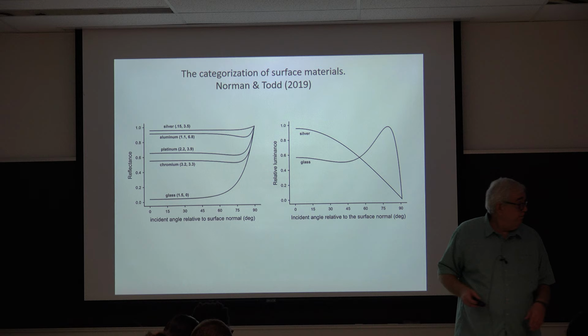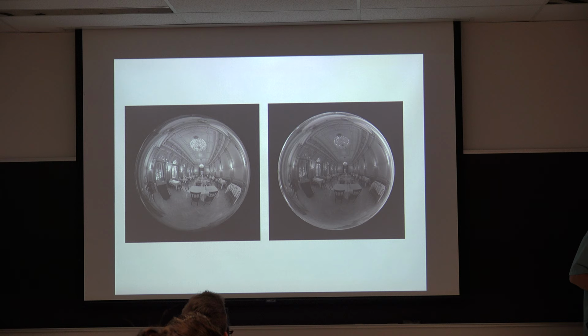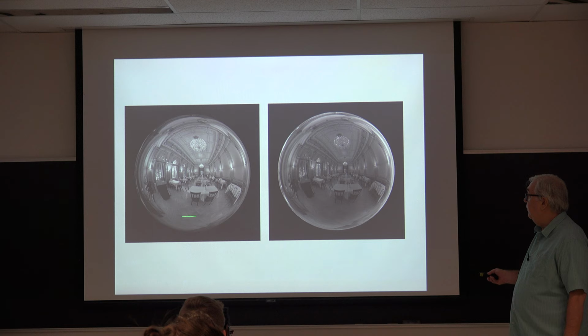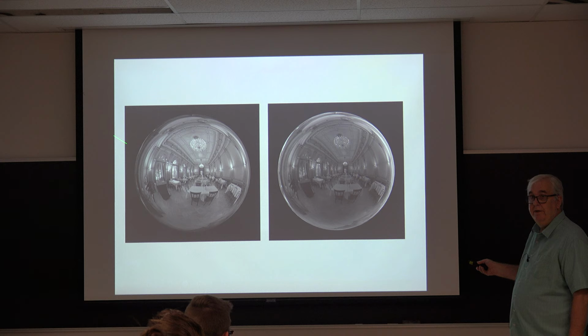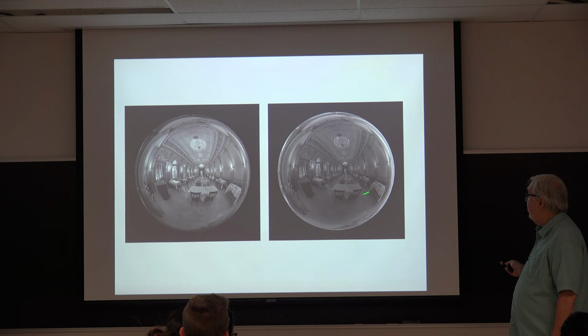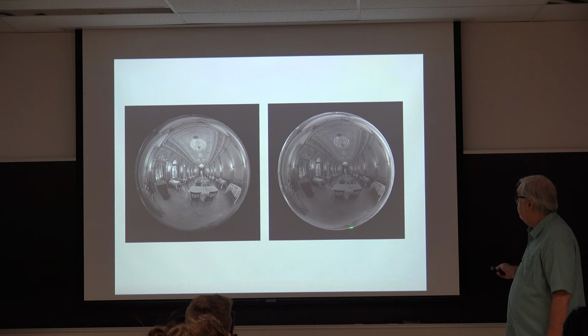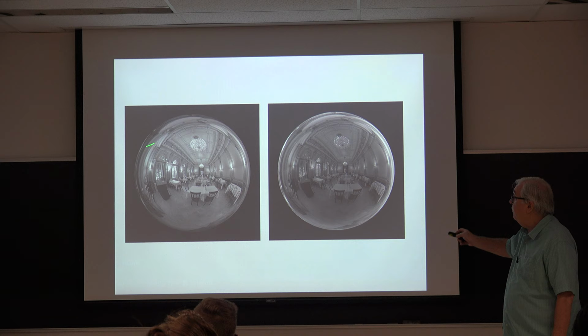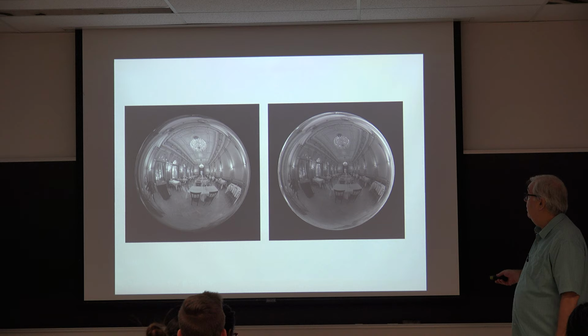So here's an example of two balls. The one on the left is made of silver. And as you can see, it's brightest in the central region. But if we look over here, this is a shiny black object. And notice it's brightest in the periphery. That's the Fresnel effect. See how it's bright out here in the periphery? And not so much in this one. That's the Fresnel effect. So let's go backwards.